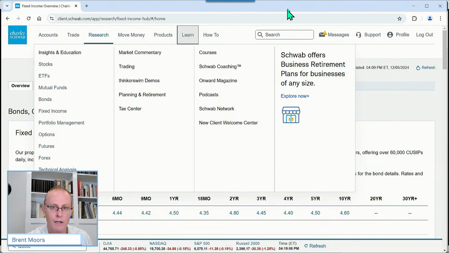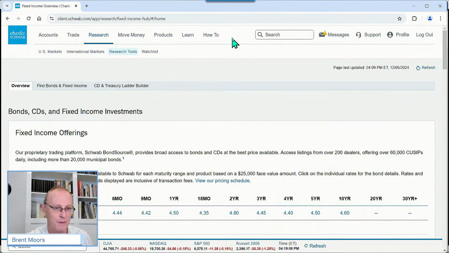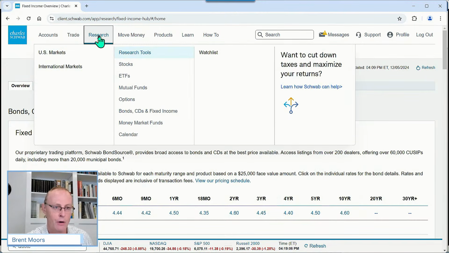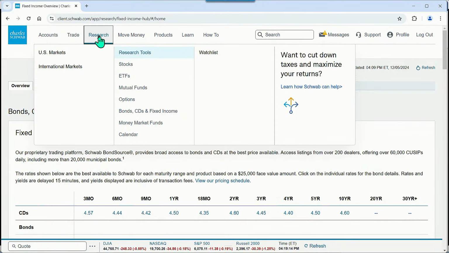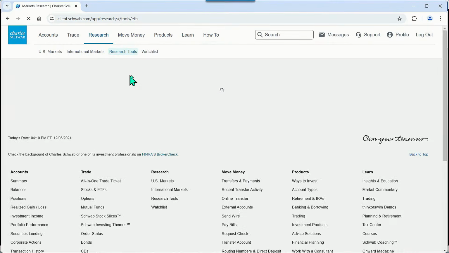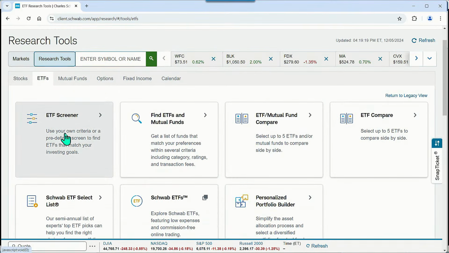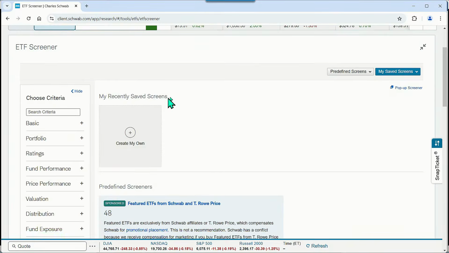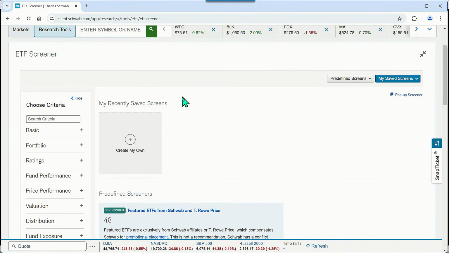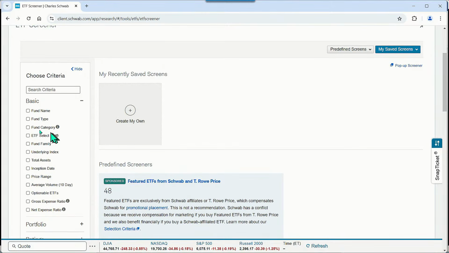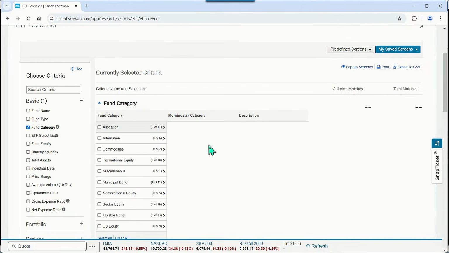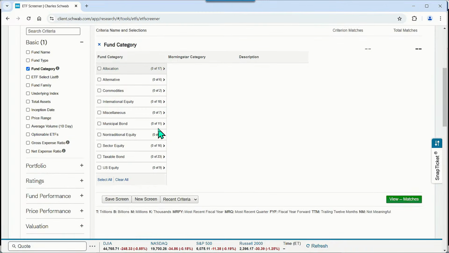And if you're on the research page, I can't go into specific ETFs here, but let me just point out to you, under research, you can click on ETFs. And when you click on ETFs, there's an ETF screener. And when you go to that ETF screener, there are different categories. You can go to basic, and if you go to fund category, you'll see there are bond fund categories, okay? And you can go there.